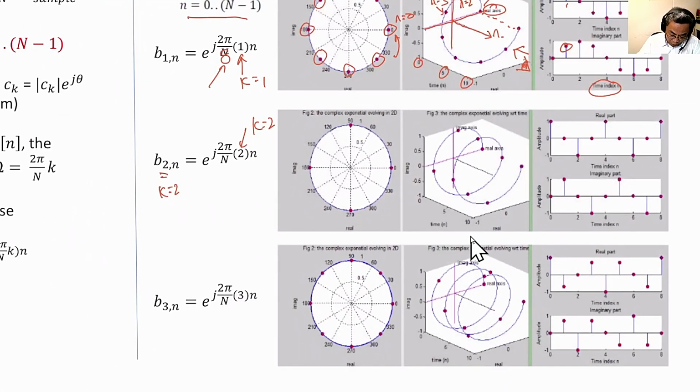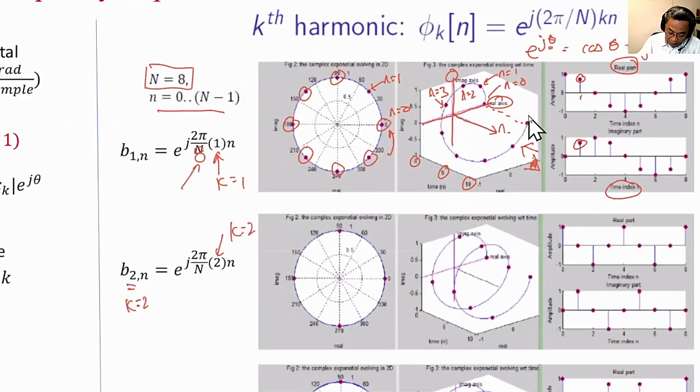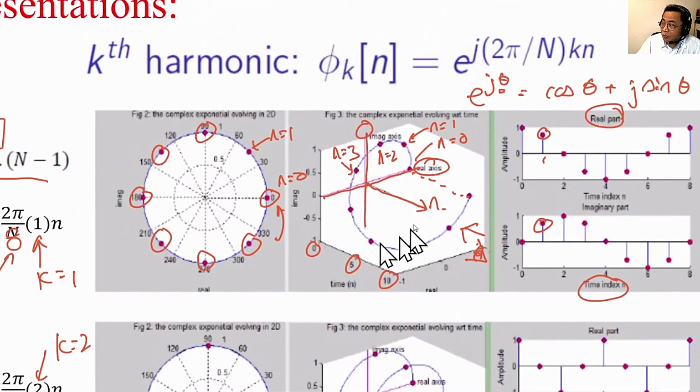For k equals 3, it will rotate 3 times in 8 samples. So here the k is showing you the k-th harmonic. The higher the k, the faster it is rotating. The other point is that we have shown that it is rotating anti-clockwise when 2 pi over N is a positive value. Why is this so?